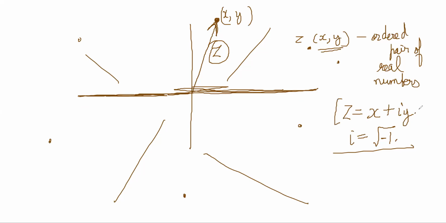Tell me if you are not understanding something, okay? So z equals x plus iy represents this complex number and it can be thought of as a point or a line.